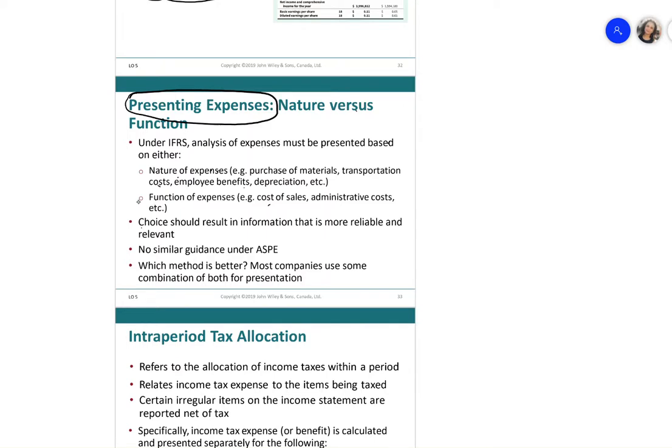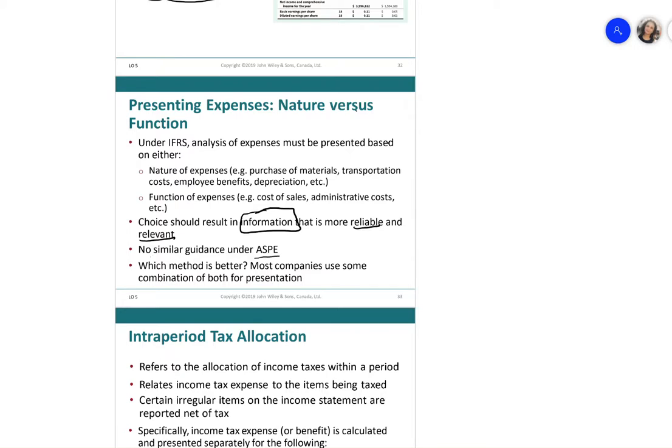The choice now, do we put it under function or do we put it under the nature of the expense? That choice should result in information that is more reliable and relevant. So when we are deciding, should we put it under the nature of the expense or under the function of the expense? Every company is different. When we're separating them, we should separate them from the point of view of reliability and relevance.